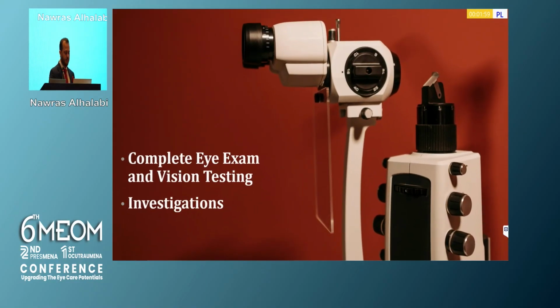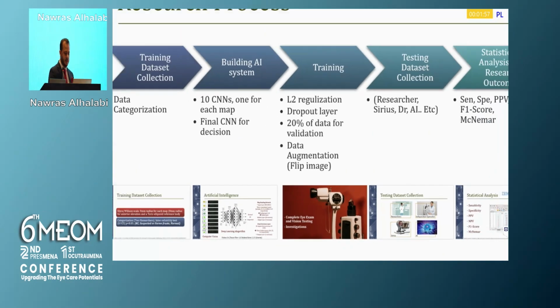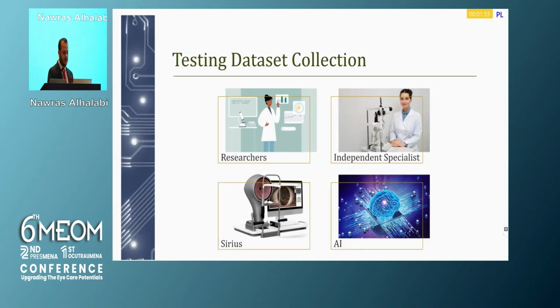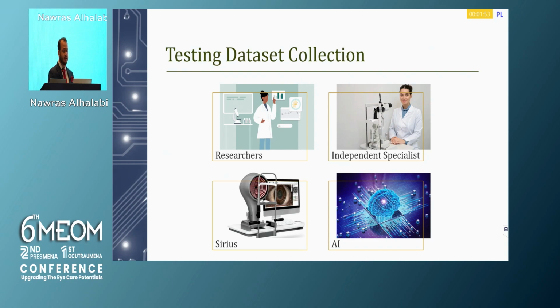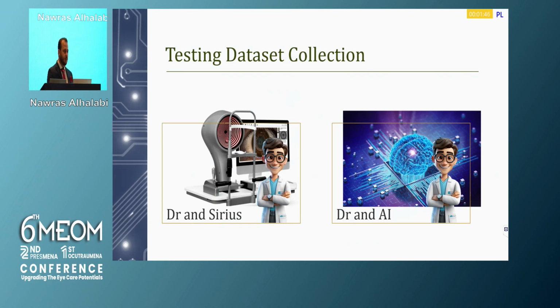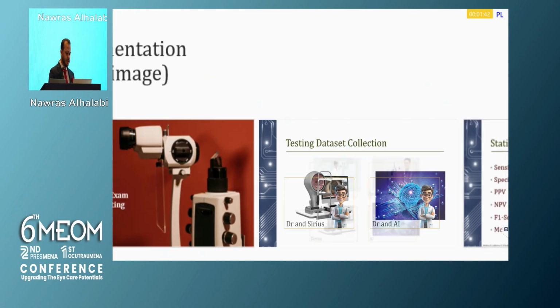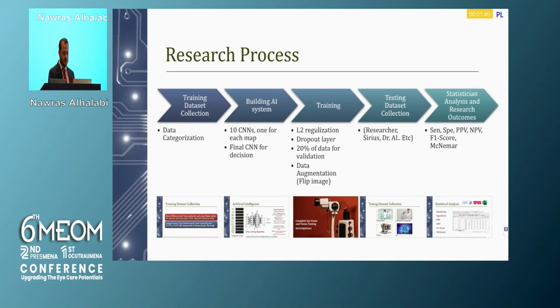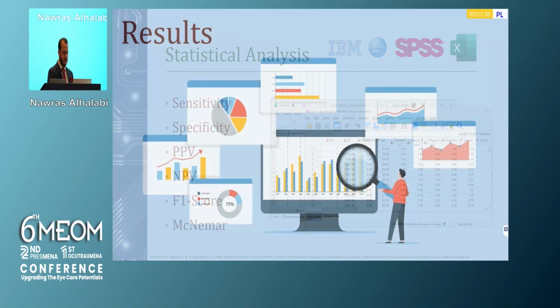For the cross-sectional data, we made a complete eye examination and investigations. Then the testing data set was categorized by the researcher, by an independent specialist, by the Cyrus software, and by the AI. Then we added two groups: the doctor with the Cyrus software, and the doctor with the artificial intelligence, with the help of the artificial intelligence. Then we conducted a statistical analysis.